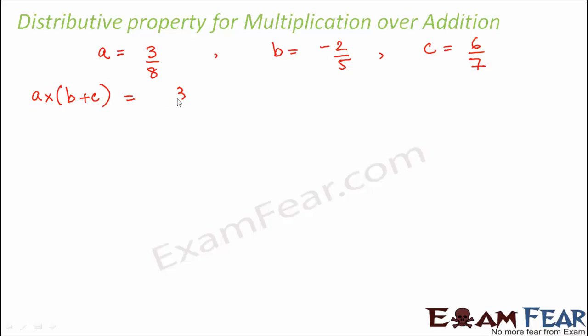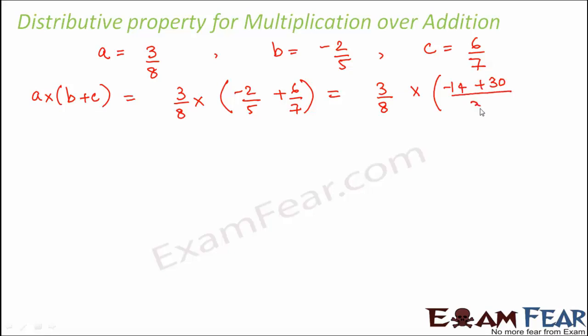So this would be equal to 3 by 8 into b, that is minus 2 by 5 plus 6 by 7. So this would be equal to 3 by 8 into minus 14 plus 30 divided by 35. So this would be equal to 3 by 8 into 16 divided by 35. So 8 to the 16. So this would be equal to 6 by 35.